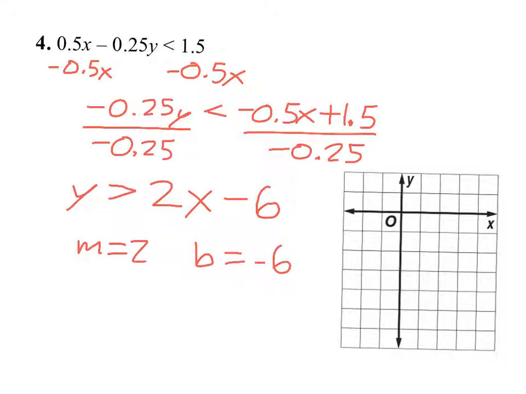So we go to negative 6 on the y-axis. And we go up 2, right 1, up 2, right 1. Right. I want a dashed line because it's not or equal to. And you want to look at the symbol not from the original problem, but actually from when you put it in slope-intercept form. So even though the original says less than, when we isolated y, it was greater than, so we want to be above the line.